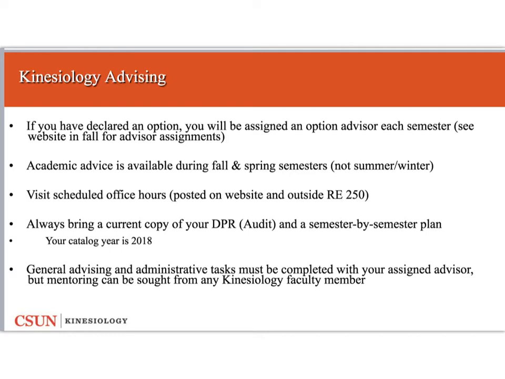When you print your DPR, you want to make sure you print the correct catalog year. Because you are all starting in the fall of 2018, your catalog year is 2018, and it will always be 2018. So when we get into 2019, 2020, your catalog year does not change. Your catalog year remains the year that you began here at CSUN, which is 2018.